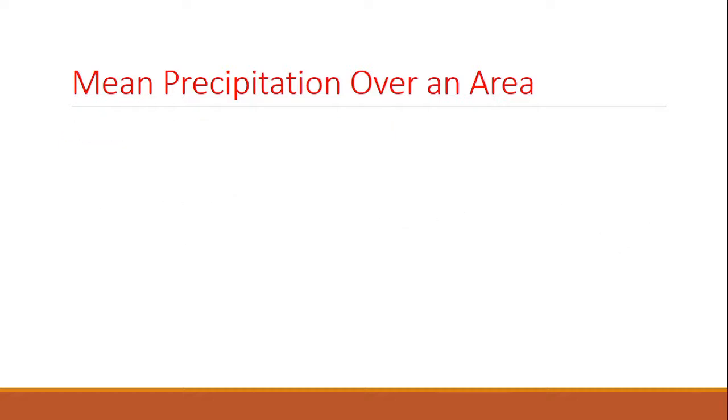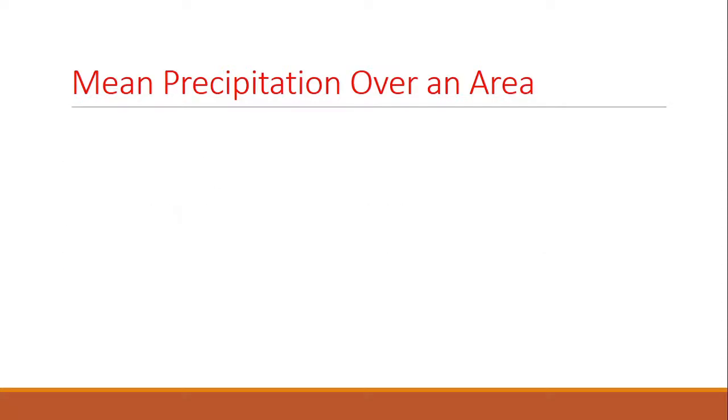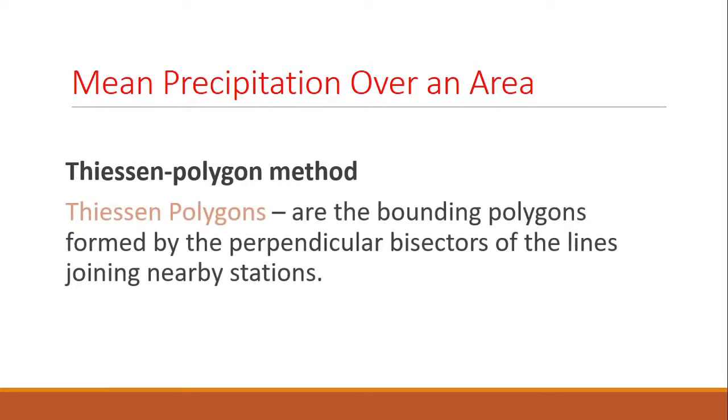Next, we have the Thiessen-Polygon Method. In this method, the rainfall recorded at each station is given a weightage on the basis of an area closest to the station. Thiessen polygons are the bounding polygons formed by the perpendicular bisectors of the lines joining nearby stations.